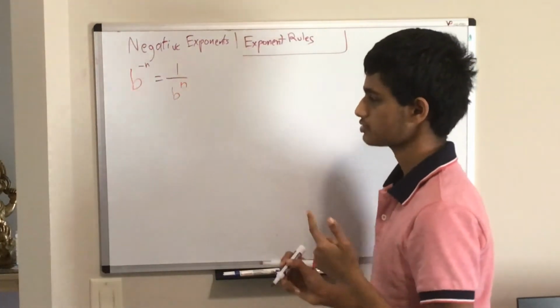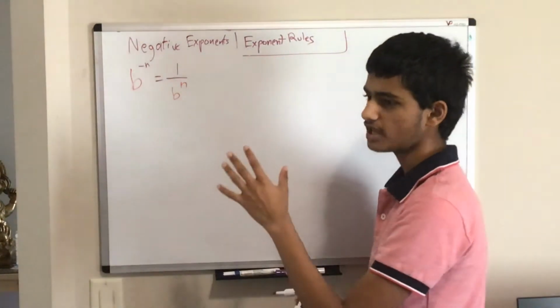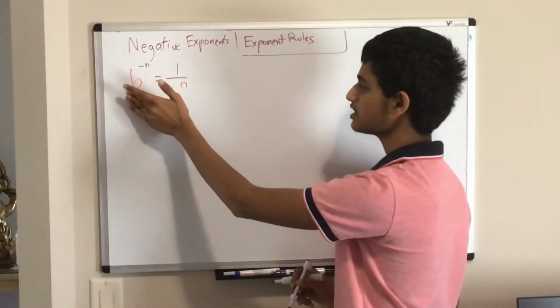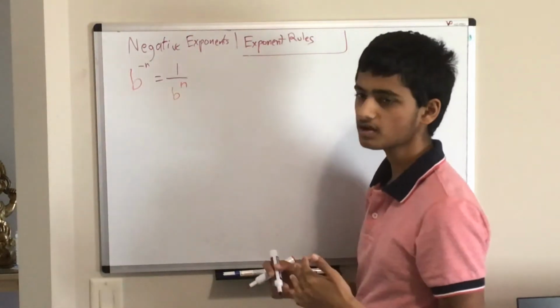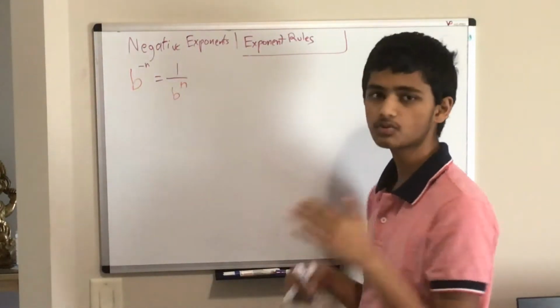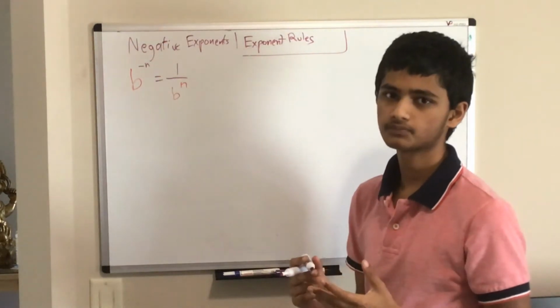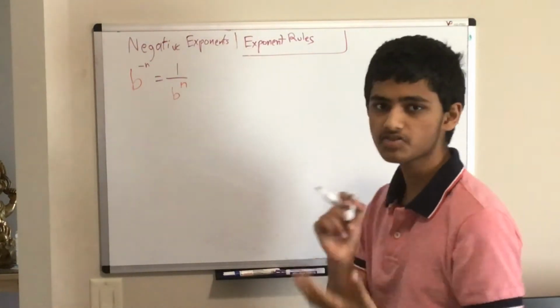The negative exponents. So, the way we deal with negative exponents is if we have any number base b to the power of negative n, that's just going to be the reciprocal. So it's going to be 1 over b to the power of n. And let's try to think about it.